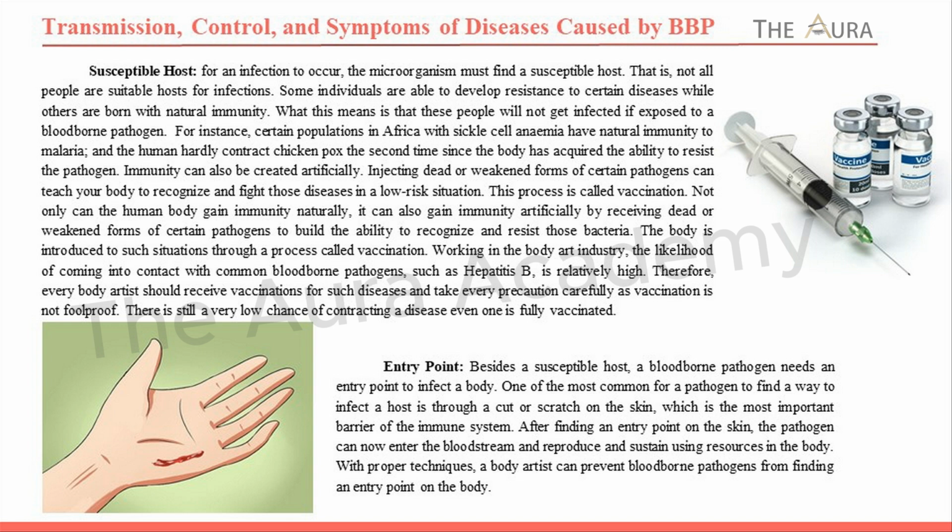Immunity can also be created artificially. Injecting dead or weakened forms of certain pathogens can teach your body to recognize and fight those diseases in a low-risk situation. This process is called vaccination. Not only can the human body gain immunity naturally, it can also gain immunity artificially by receiving dead or weakened forms of certain pathogens to build the ability to recognize and resist those bacteria. The body is introduced to such situations through a process called vaccination.